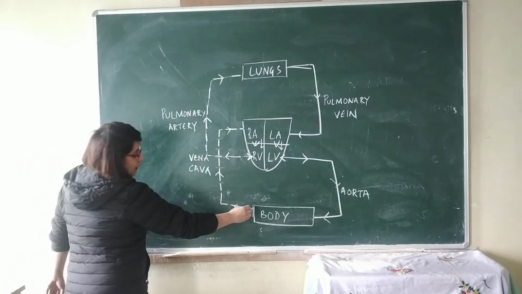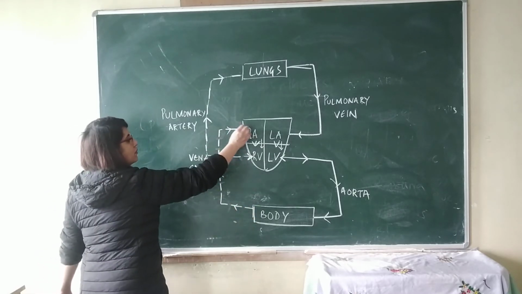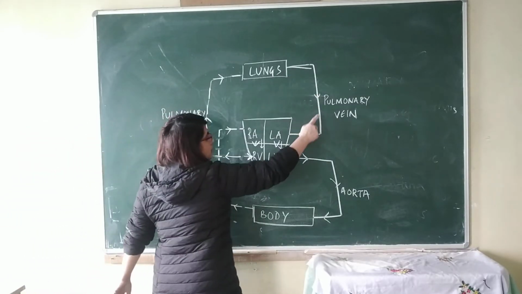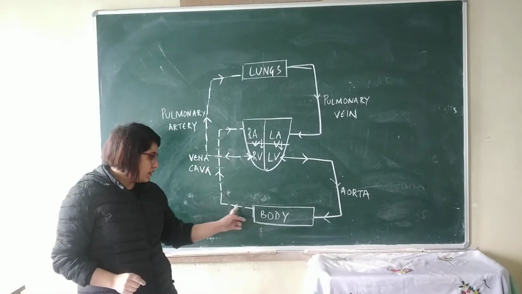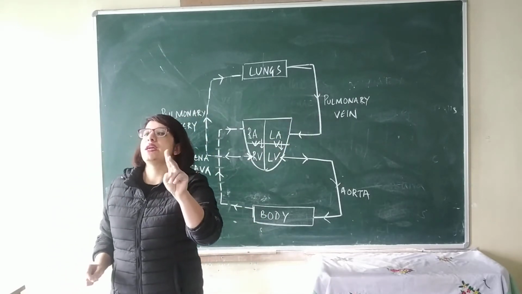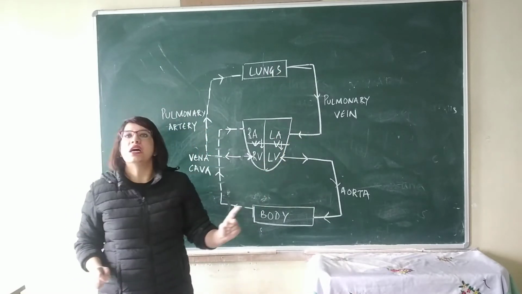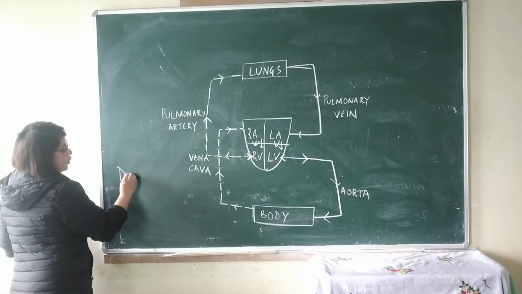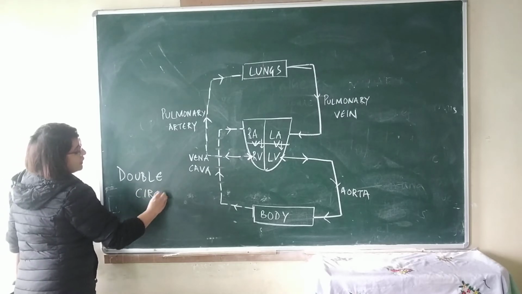Now if you see, from the body, the deoxygenated blood enters the right auricle, and from the lungs, oxygenated blood enters the left auricle. That means the blood is entering the heart twice. In one circulation, the blood is entering the heart twice. Hence, human blood circulation is called double circulation.